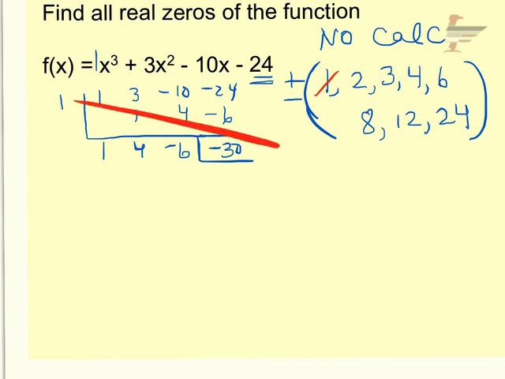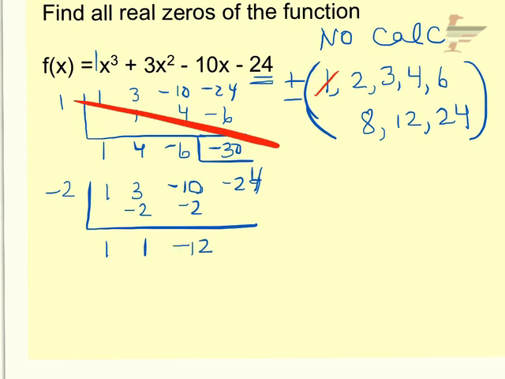So now I'm back to the drawing board, and I'm going to do mental math, and positive 2 does not work. 2 cubed is 8, plus 12, minus 20, minus 24. It's not going to work. But mentally, negative 2 works. So rather than sitting here and trying all of these, mentally anyway, I'm going to do the synthetic process with negative 2, because now I know mentally I tried it, and I know that it works. And if you don't want to try mentally, then do synthetic for all of them. That's fine too. And I get a 0 remainder. So that's awesome. So I know negative 2 works.